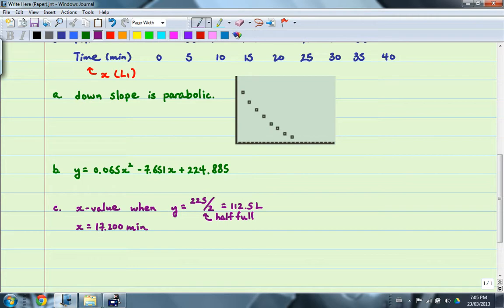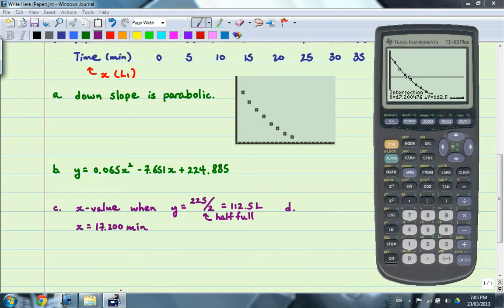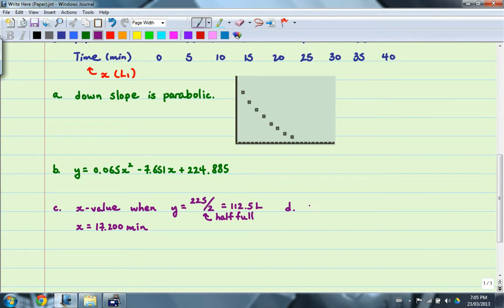Now the last part asks for when the volume is going to be 0. Determine the time when the tank will be empty. So it's the same thing, but instead of y equals 112.5, we're looking for the x value when y is equal to 0. Because when the tank is empty, the volume will be 0.